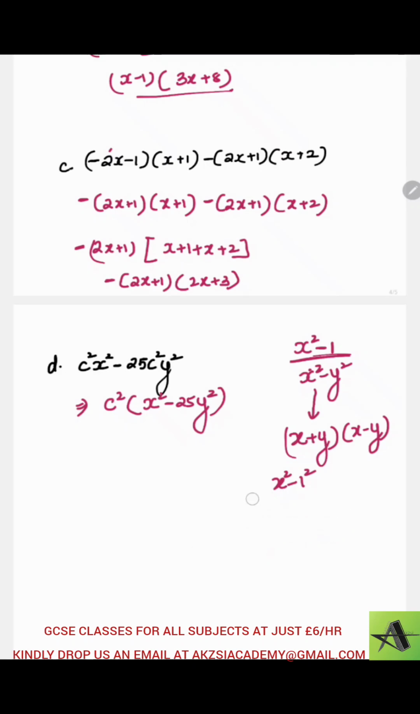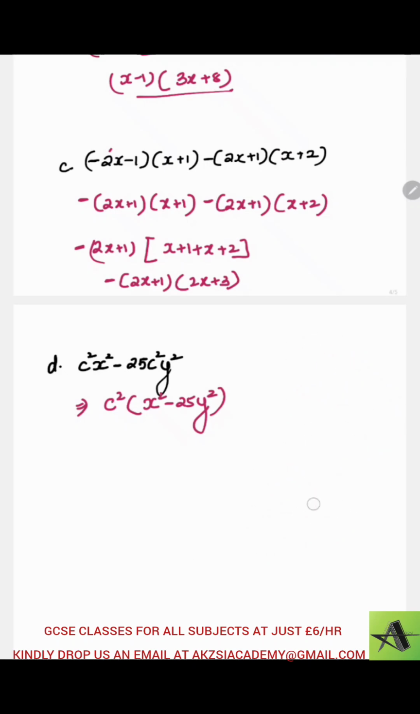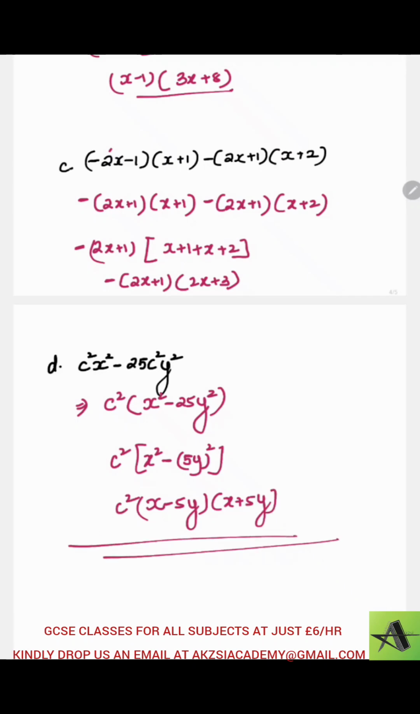So I'm going to apply the same here. They both are square numbers. How? x squared minus 5y whole squared. And they are separated by a negative sign. So the root of x squared is x and the root of 5y squared is 5y. So x minus 5y times x plus 5y, times c squared. This is how you can factorize.